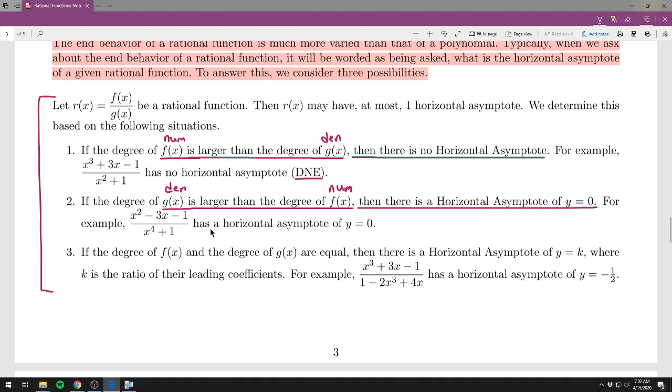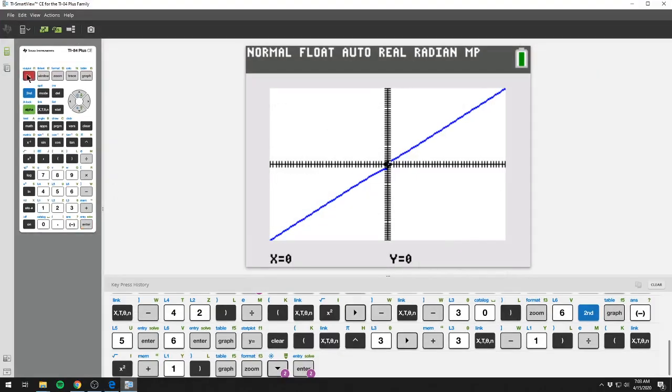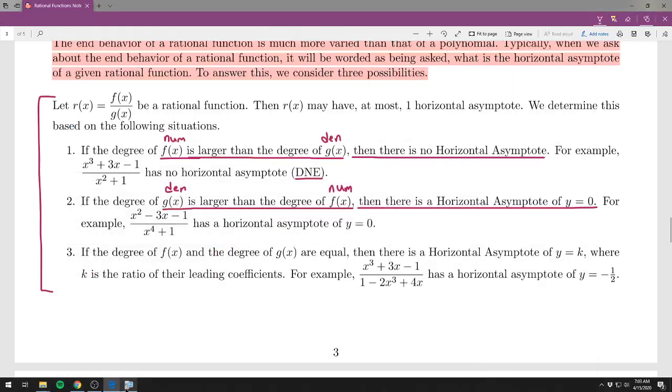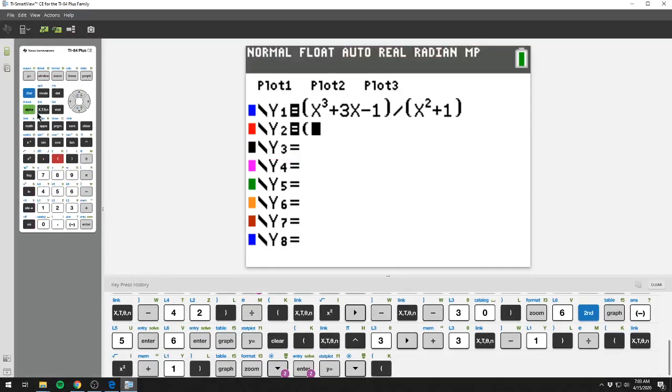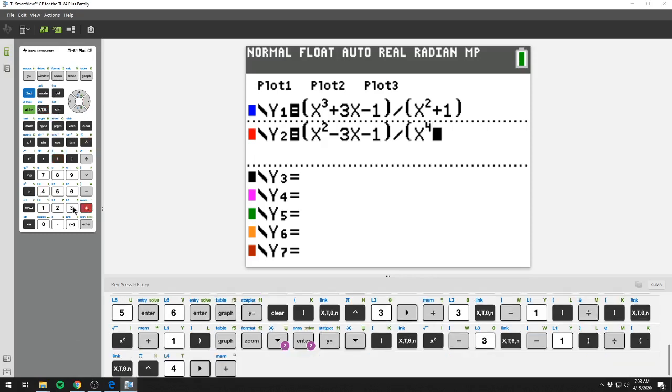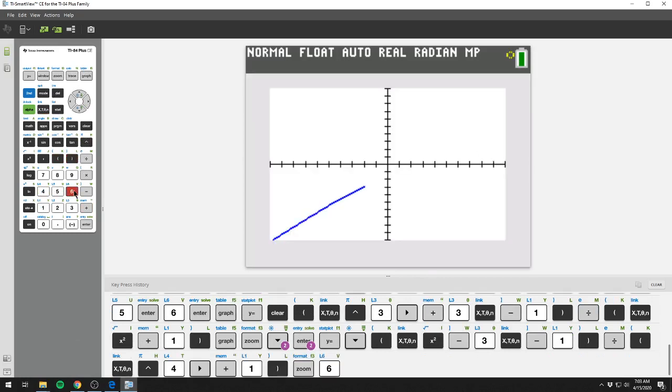I'm just going to go ahead and also graph this one, and we can see what a horizontal asymptote actually looks like. I think what I'll do is I'll put these two graphs on the same picture. That way we can really see the difference. All right, so the top, x squared minus 3x minus 1, and the bottom was x to the 4th plus 1. All right, I'm going to hit zoom 6 to get in the standard window. That was our original one, the blue one. The red one is our new graph.